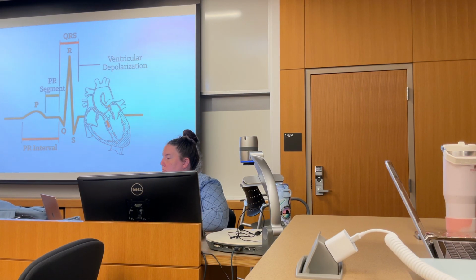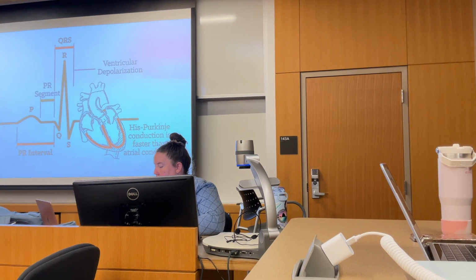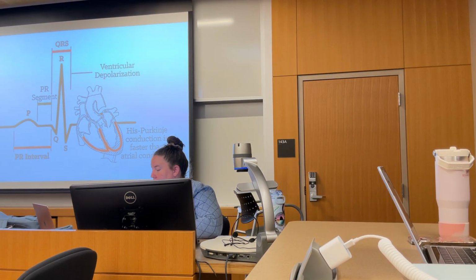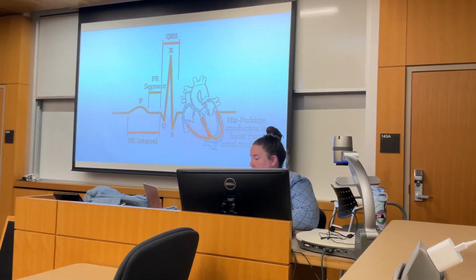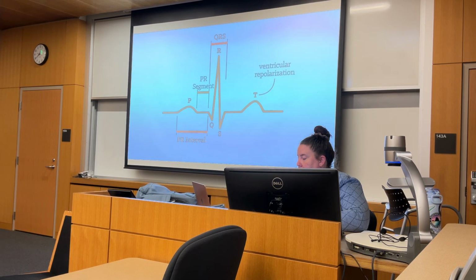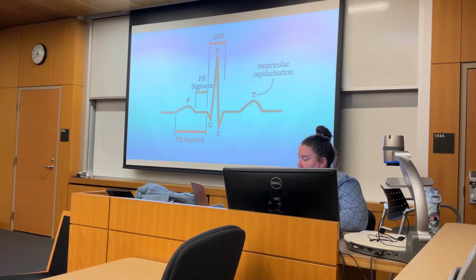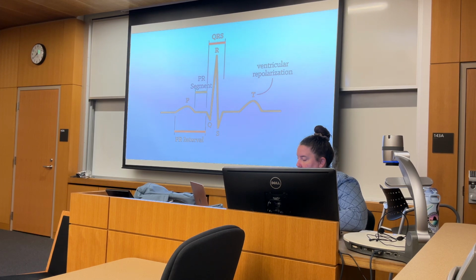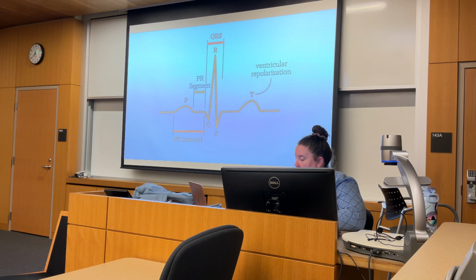However, the ventricles depolarize just as quickly as the atria because conduction velocity through the His-Purkinje system is much faster than the atrial conducting system. The T wave represents repolarization of the ventricles. Going back to atrial repolarization, remember that this cannot be seen because it is buried within the QRS complex.